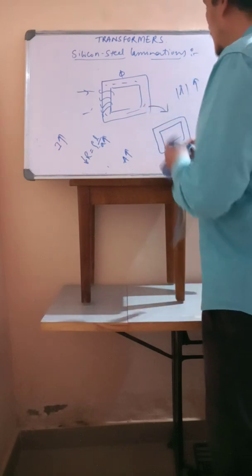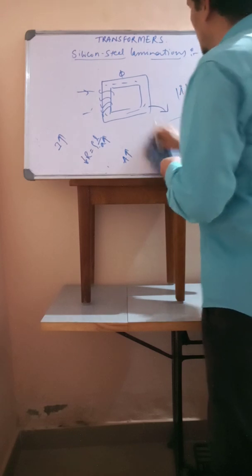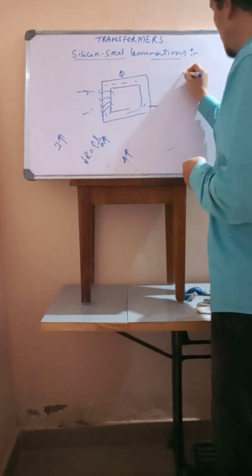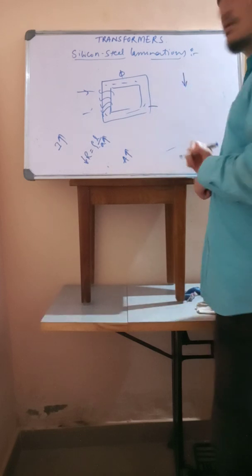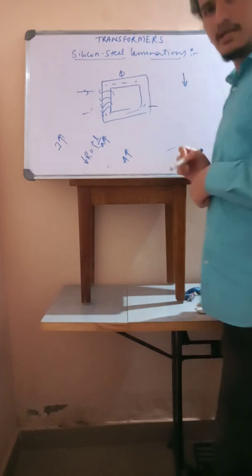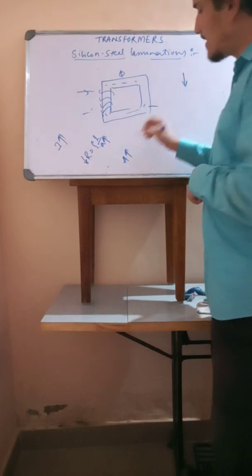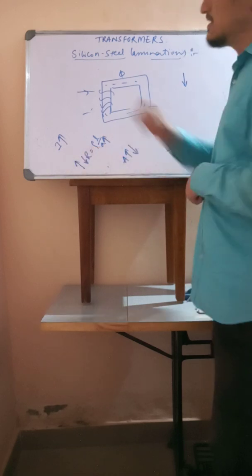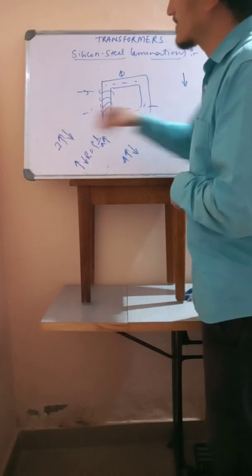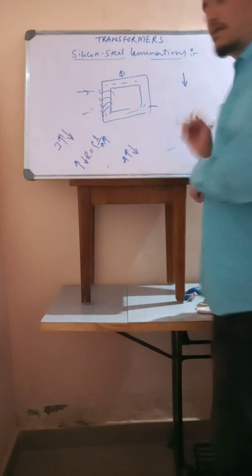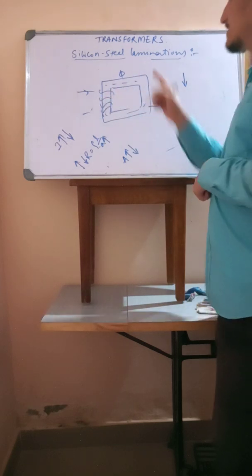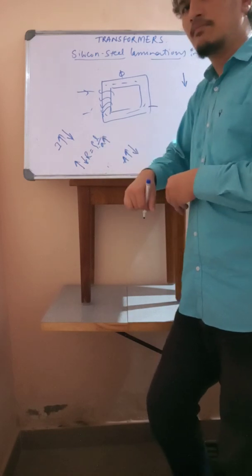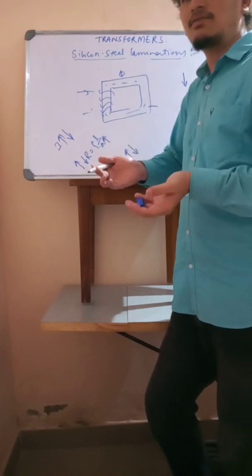Okay. So my intention is to reduce the eddy current in the core. For that, I have to reduce the area so that it will increase the resistance, so that it will decrease the current. When the amount of eddy current decreases, what will happen? The total eddy current loss decreases.